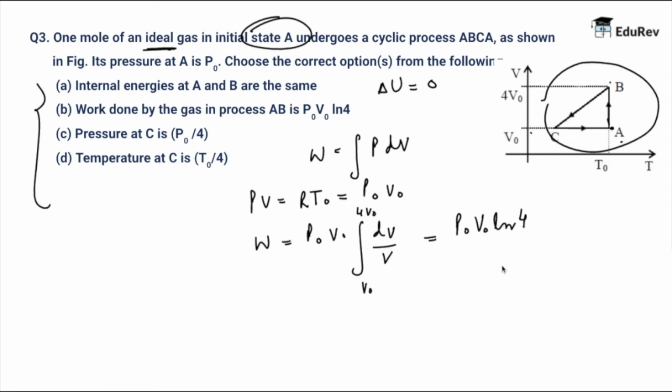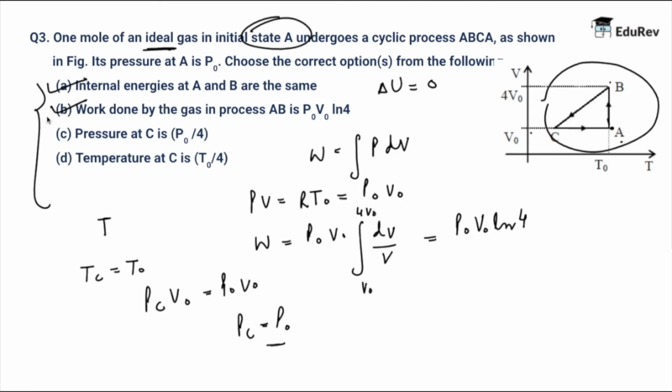Now as internal energy is proportional to temperature, T is also constant in the cyclic process. That is, T is what? Constant. So temperature is constant. Thus I can say that Tc is T naught, correct? And PcV naught will be equal to P naught V naught. That is, Pc is P naught. So option number A and option number B are the correct options.